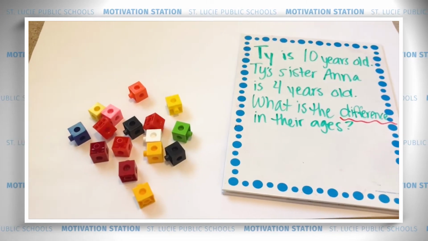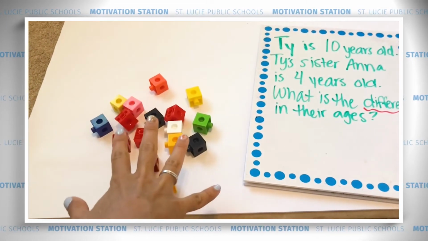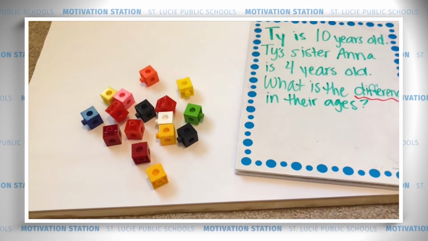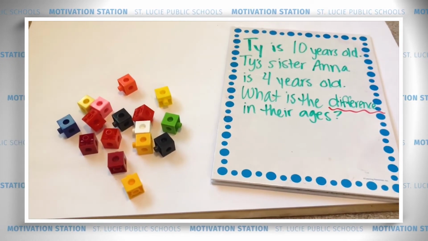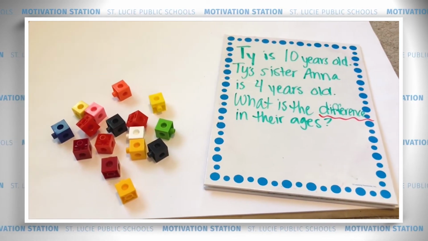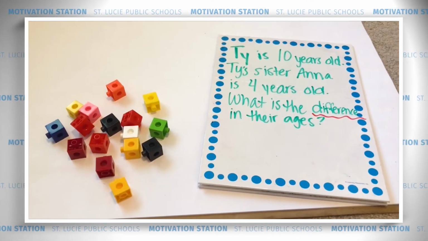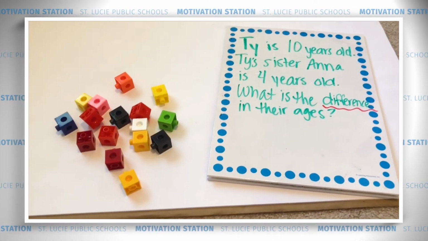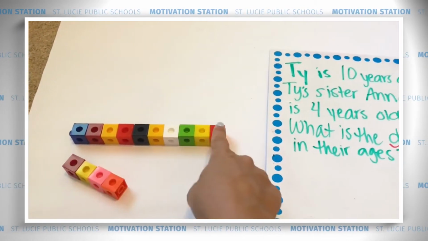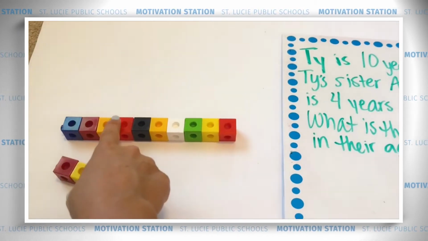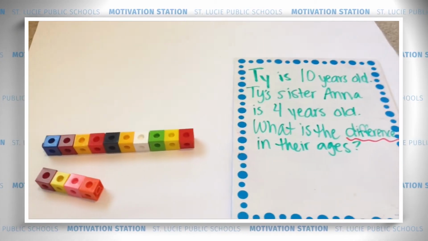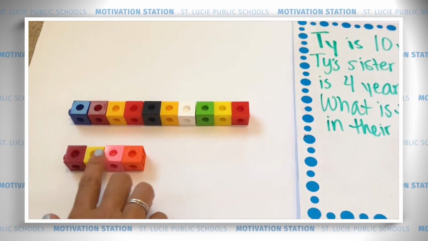Now to solve this problem, I already have my cube trains and I took them out of their train so that they're all by themselves so we can make new cube trains. So we're going to make a cube train for Ty's age, and we're going to make another cube train for Anna's age. Okay, so here is my cube train for Ty's age. It's 10 long. 1, 2, 3, 4, 5, 6, 7, 8, 9, 10. And then I made one for Anna's age, which is 4. Okay, 1, 2, 3, 4.